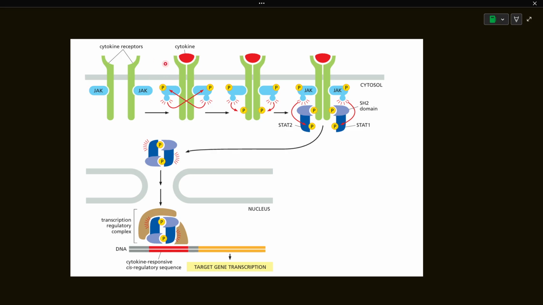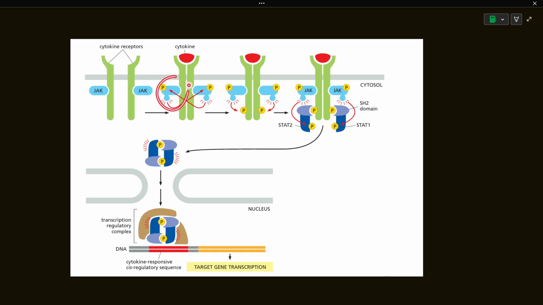Whenever a cytokine or any growth factor comes, it results in dimerization of the receptor protein, which will bring the intracellular domains of the receptor proteins together, and that will bring the kinase domains of the JAK proteins together. This physical proximity will activate the kinase domain, and it will result in the phosphorylation of the tyrosine residues which are present on the other kinase.